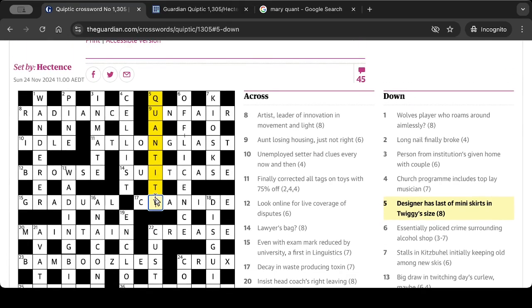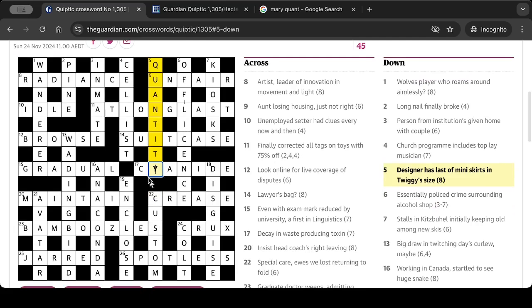So thanks, Hectence. That was a great and pretty tricky start to the week for me. I particularly liked the clue. I think my favorite clue was number 14. That was the kind of clue of the day for me, the lawyer's bag. Very short and sweet, straightforward cryptic definition, which I thought was fantastic.